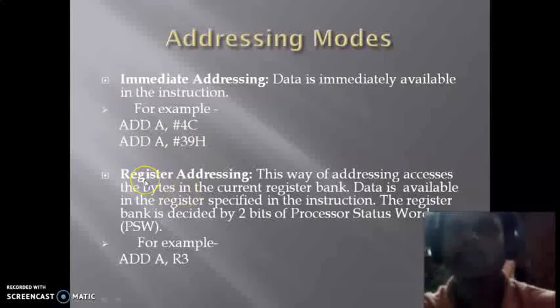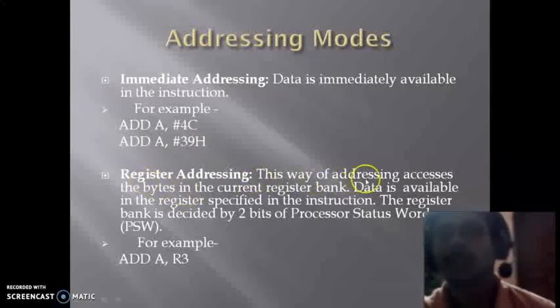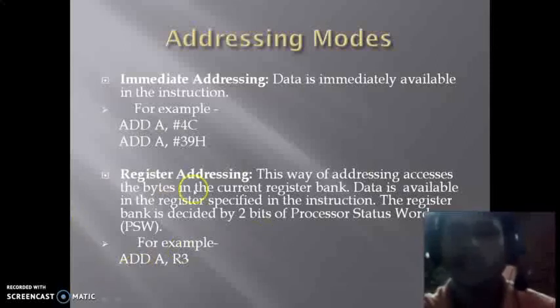Now next is the register addressing mode. This way of addressing accesses the bytes in the current register bank, and data is available in the register specified in the instruction. The register bank is decided by 2 bits of the processor status word, that is PSW, we already know, and that specifies register bank 0, 1, 2, and 3. For example, ADD A, R3, so here the addition is performed between the content of A and the content of R3. So that is the register addressing mode.